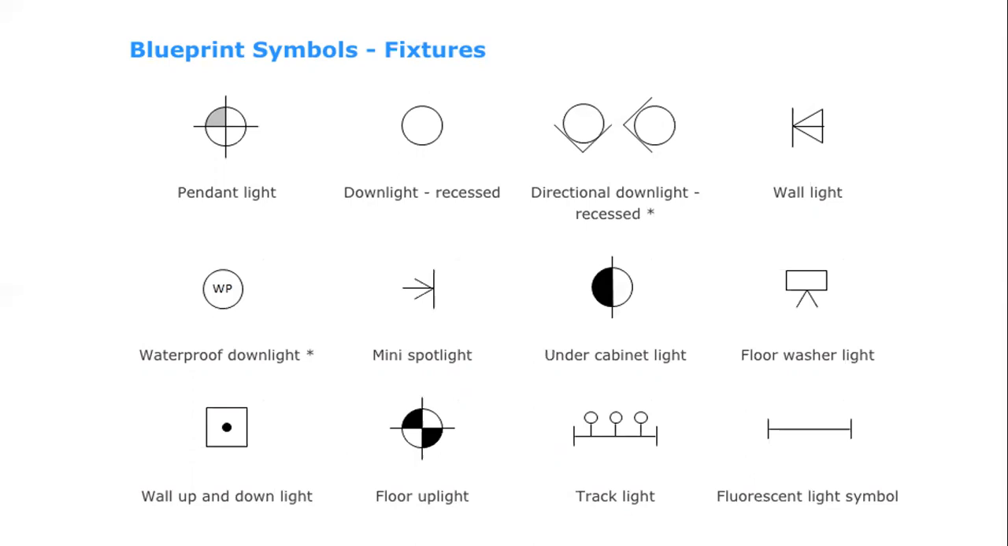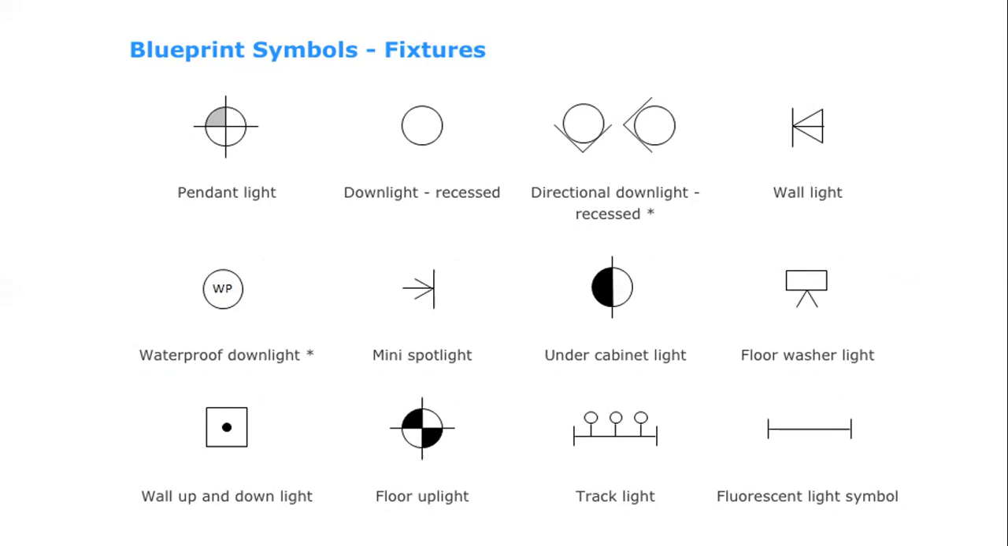Wall light. This is commonly used outside, on the exterior, or for accent. It can also be used as general lighting. So that's the symbol. For the waterproof downlight, that's a symbol. Mini spotlight, the under cabinet light. Under cabinet is the one you'll use on the kitchen cabinets, I mean, specifically on the overhead cabinets. And the floor washer light, the wall and up down light, floor up light, track lights.